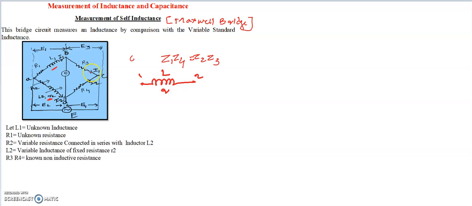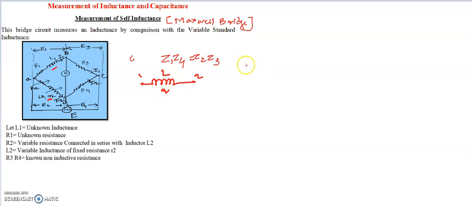Whereas the third arm is having the resistance R3. R3 is the known non-inductive resistance. It is purely the known resistance. We know the value of R3. And last arm is also having a pure resistance R4, which is non-inductive resistance. Okay, all these impedances are connected in this bridge fashion, and the terminals A and C are connected to low voltage high frequency AC supply.